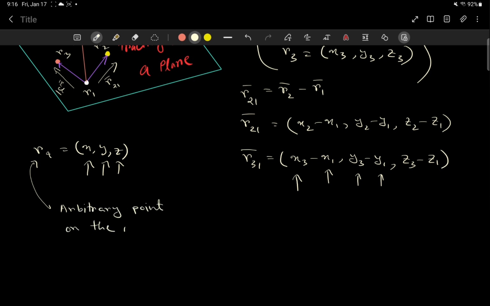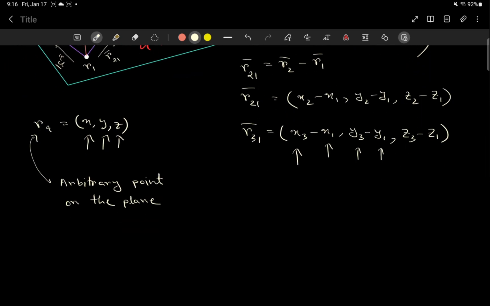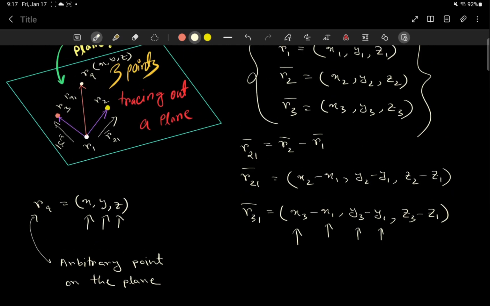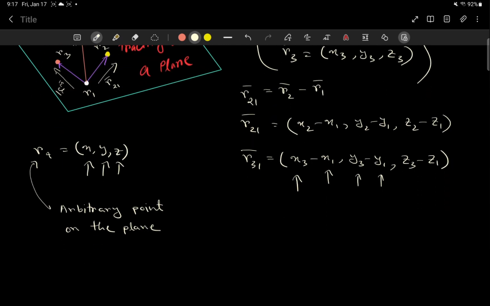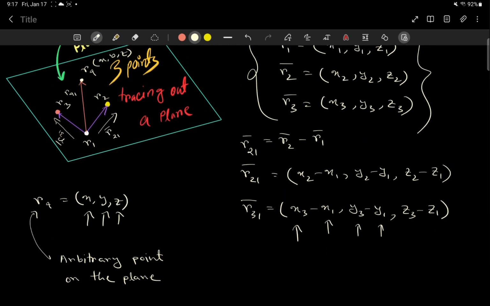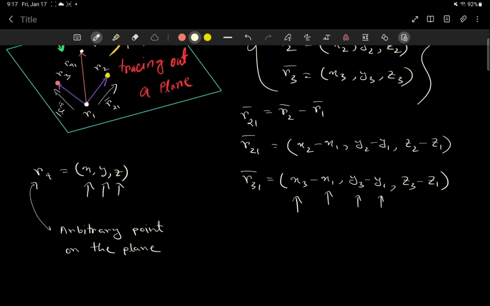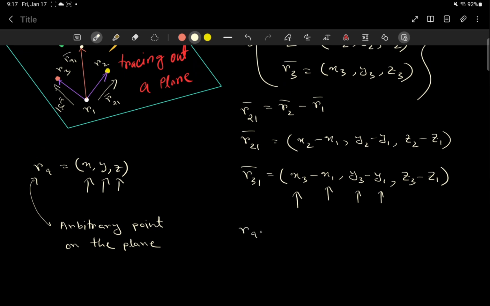Okay, so what are we really trying to establish here? We are trying to prove that this will be a plane, an arbitrary point on the plane. I think you can say that we are going to fit a condition here. We'll see in a minute. What we right now need is R41, which is also a vector. R41 is equal to x minus x1, y minus y1, z minus z1.